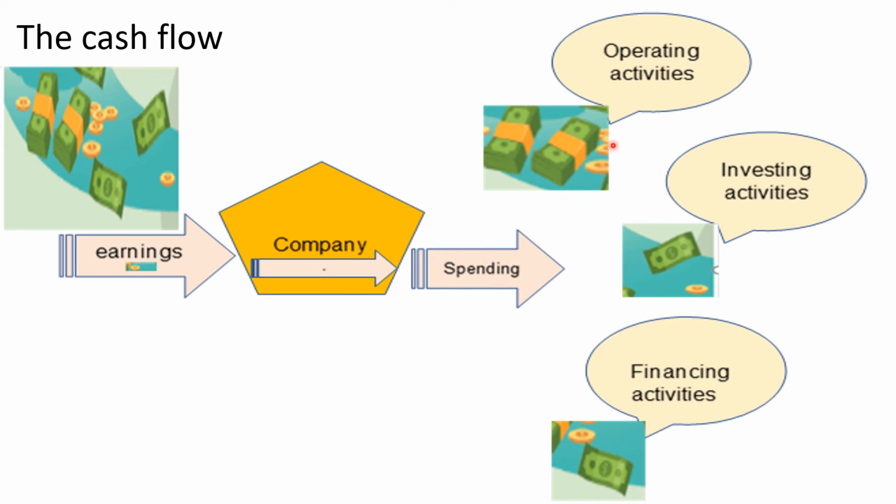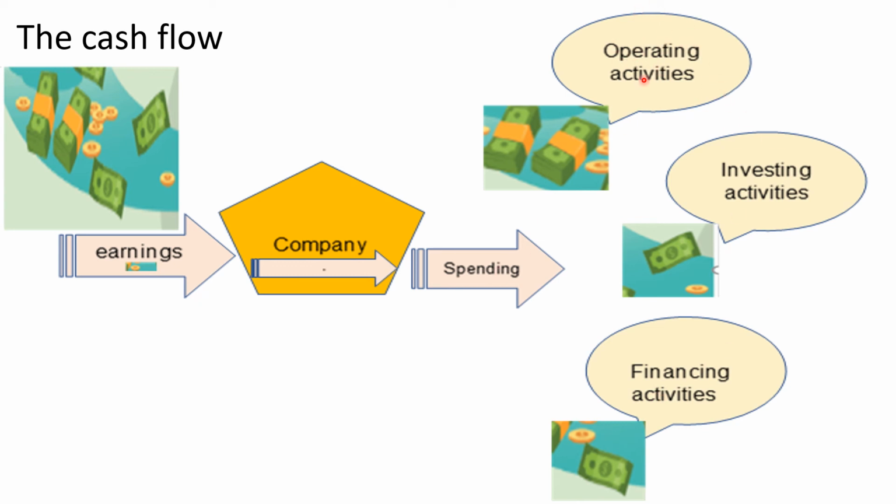How will the company spend? Of course, there are only three. Operating activities, investing activities, and financing activities. Okay, as I have said, the company spending will be only in three categories, as we have discussed earlier. We have the operating activities, the investing activities, and the financing activities. So as you can see, the money that comes in the company will be also spent through these three activities.